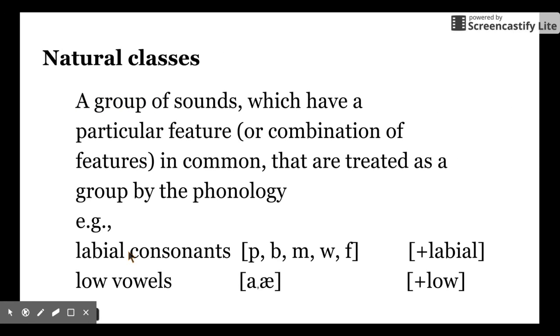Okay, because we are talking about natural classes, let me name some natural classes. A natural class is a group of sounds which has a particular feature or combination of features in common, and they are treated as a group by the phonology. So for example, we have labial consonants. These are labial consonants, and we can use features to indicate this set: plus labial. And we can say low vowels. For example, these two vowels, we can use features to describe this set as well: plus low.